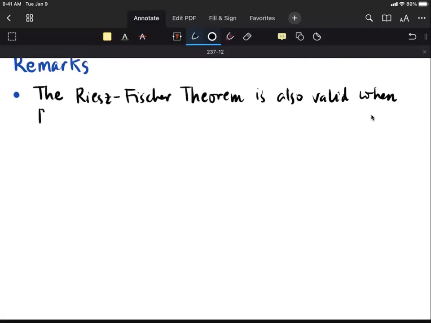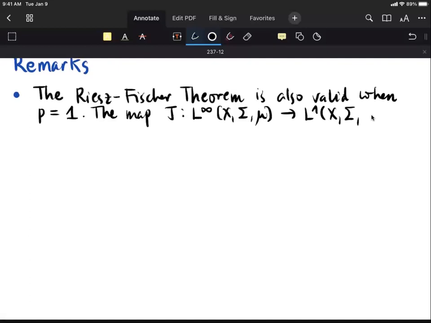when p is equal to 1. In this case, the map J from, so the dual exponent of 1 is infinity, into the dual of the Lebesgue integrable functions. So we have the same mapping. So this is defined as the integral of the product.